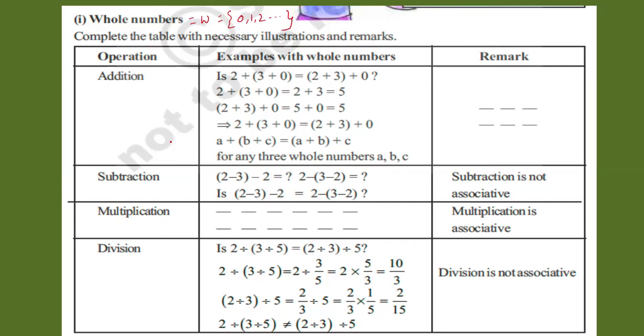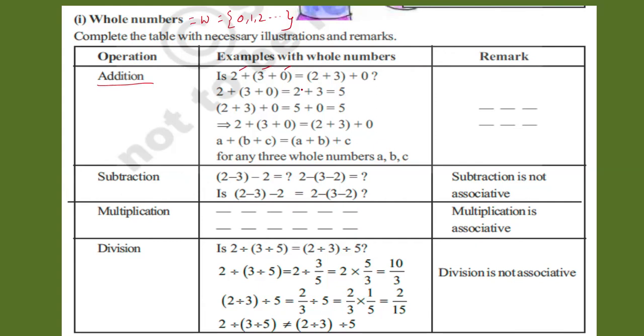Here on the screen there is a table. First you may observe the addition. What whole numbers have we taken? 2, 3 and 0 are the whole numbers. Among these three we check the associative property. Already we have discussed: what is associative property? First we add the second and third numbers, then the first. In the second instance, we add the first and second numbers. After that, we add the third one.